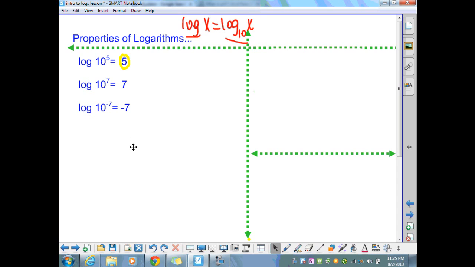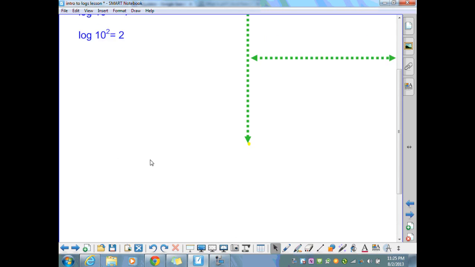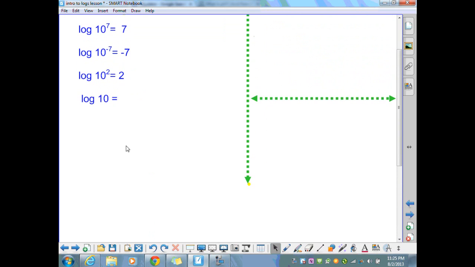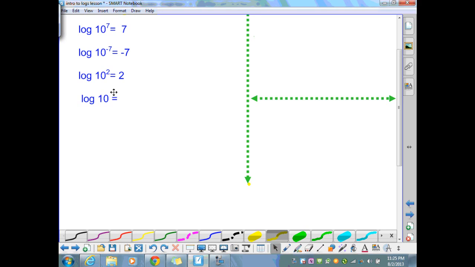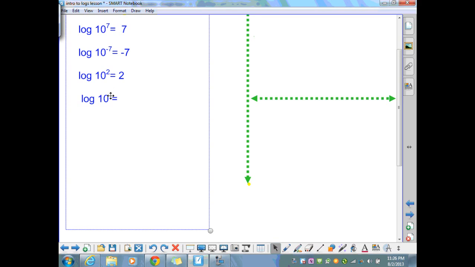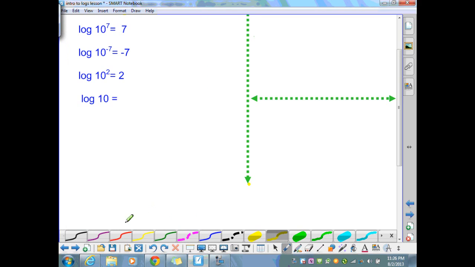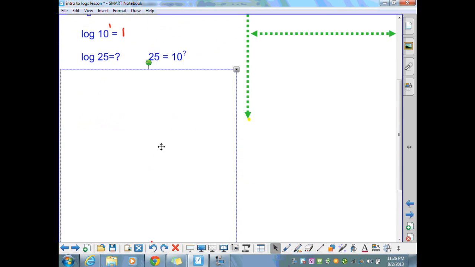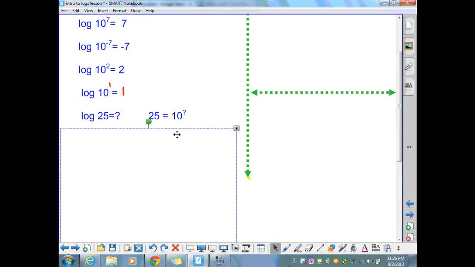A few more examples. Log of 10 to the negative 7. By the same idea, it's just going to be negative 7. Log of 10 squared, same idea. And what if you just have log of 10? Well, there the hidden power is 1, right? So the answer will be log of 10 to the first power, or log of 10 simply is going to be equal to 1.